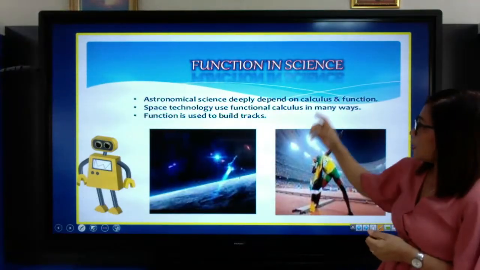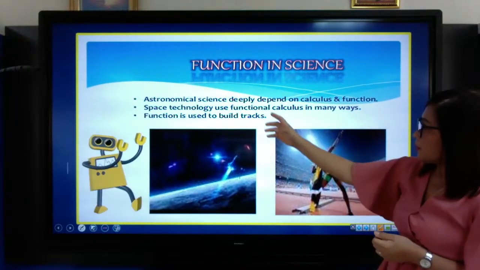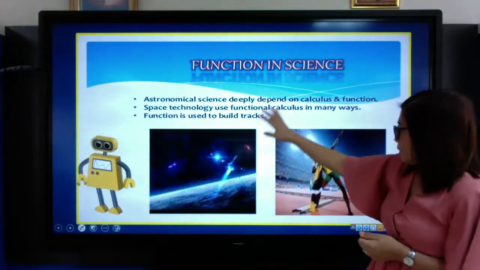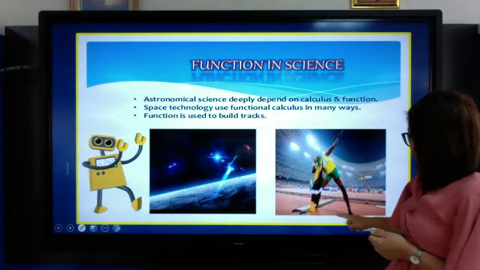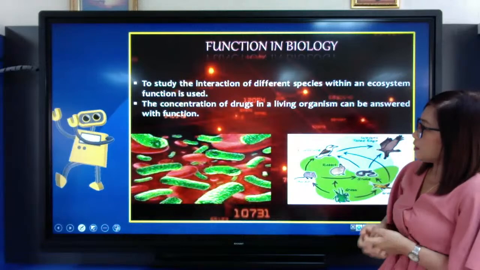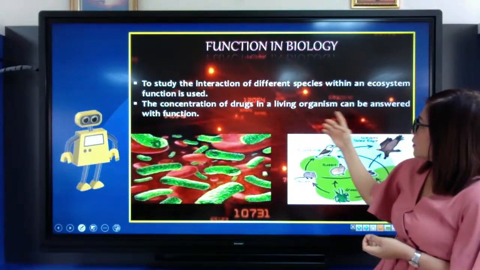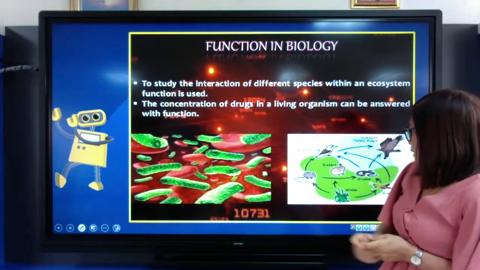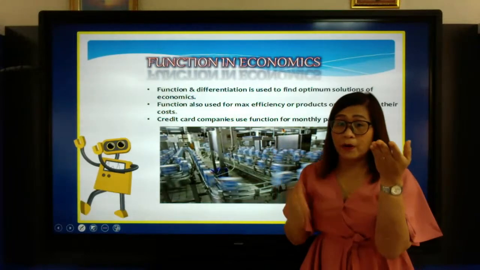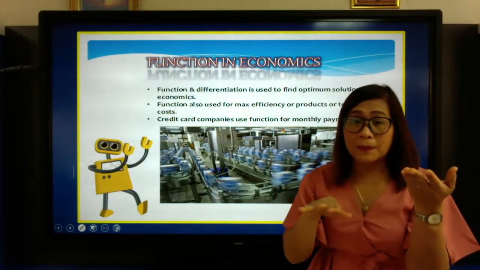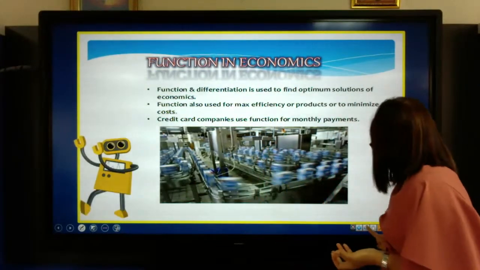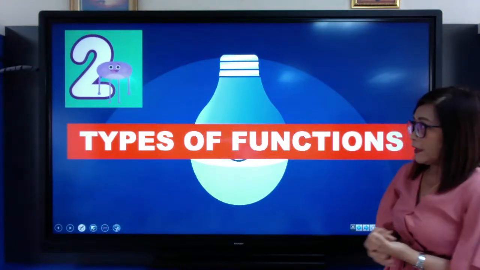Next is function in science. So astronomical science deeply depends on calculus and function. And this is it. Function is also used to build tracks. Okay, function in biology. Also in biology, the concentration of drugs in a living organism can be answered with function. Okay. In economics, if you want to get a higher profit with minimum expenses, you will have to apply function. So there are a lot of applications of functions in real life.